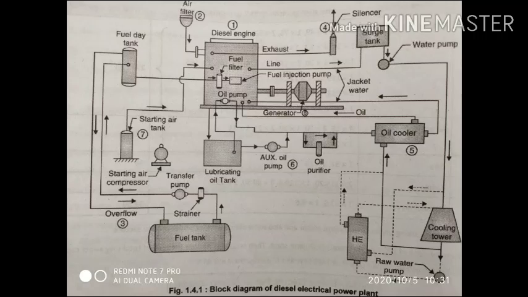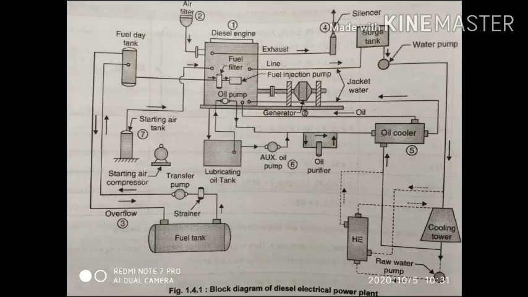Let's see the diagram's main components one by one. The first one was the diesel engine, the main engine. This is the main component of the power plant, which develops power. Diesel engines employed for diesel electric power plants may be 4-stroke or 2-stroke.